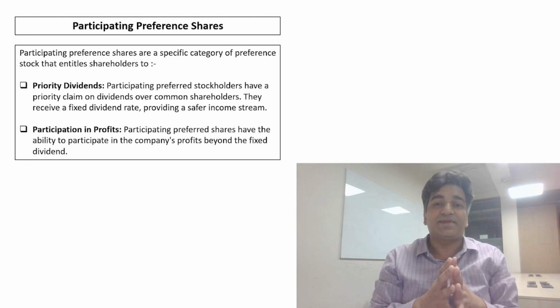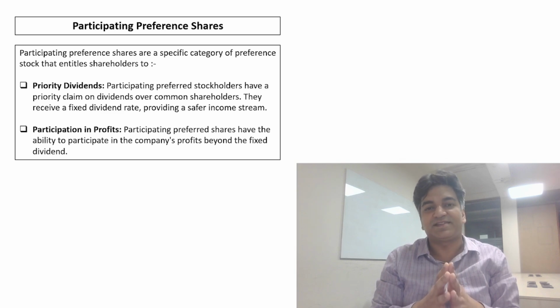Let's say the company has done exceptionally well and has generated surplus profits. Then these shareholders have a right to participate in these surplus profits as well. However, all this will depend on the terms of the contract. So let us try to understand this with the help of an example.